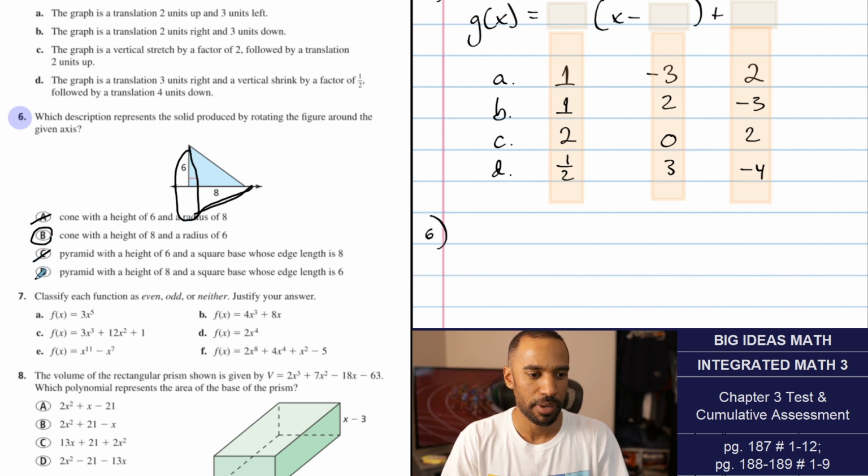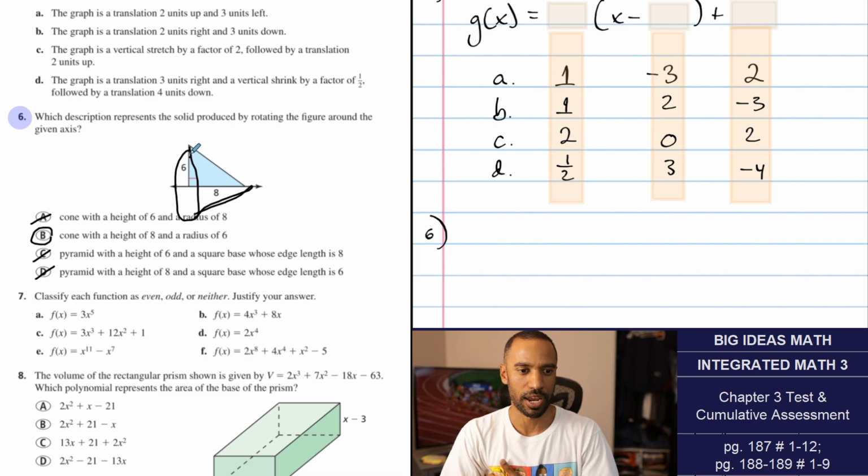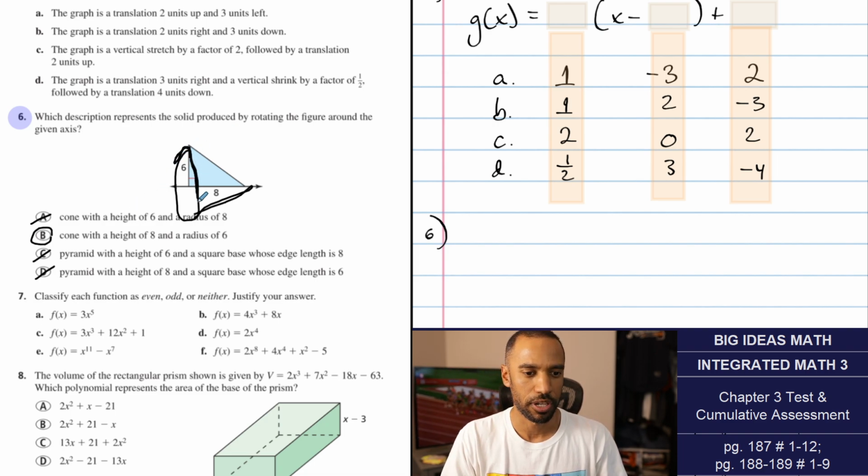It can't be a pyramid because this thing revolves around with circular edges. It can't be any sort of prism or pyramid. It's going to have to be a cone or a sphere or a cylinder or something like that. It's going to be B.